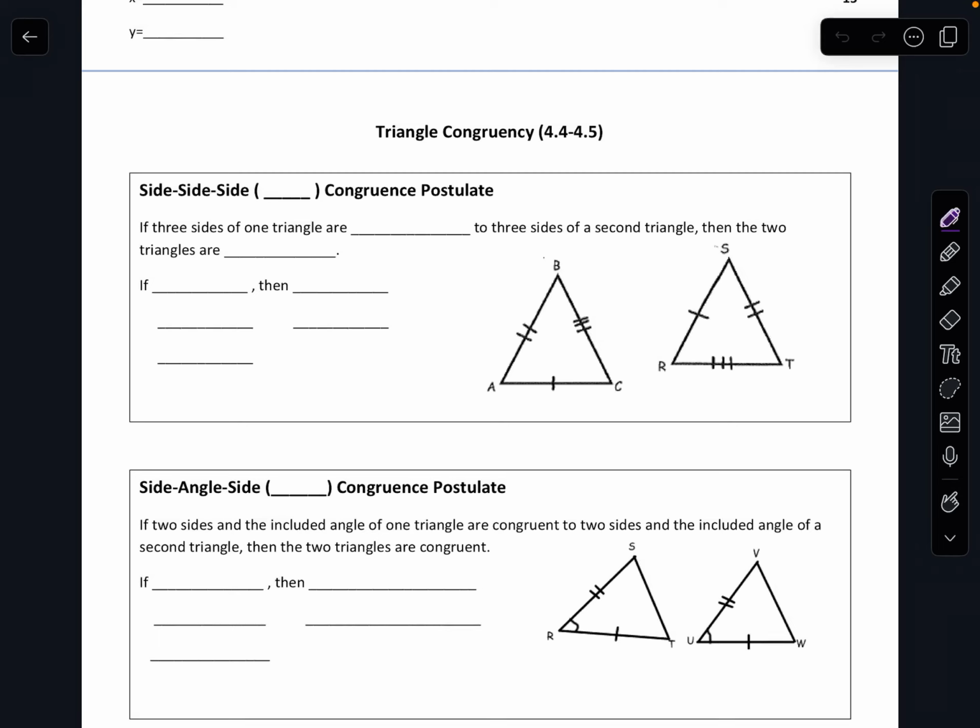All right, today we're going to learn about triangle congruency. In other words, how do we prove two triangles are congruent? There are certain postulates that allow us to do that. So the first one we're going to learn is side, side, side.